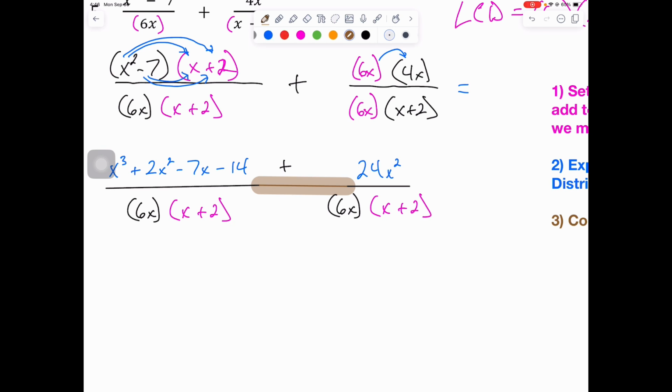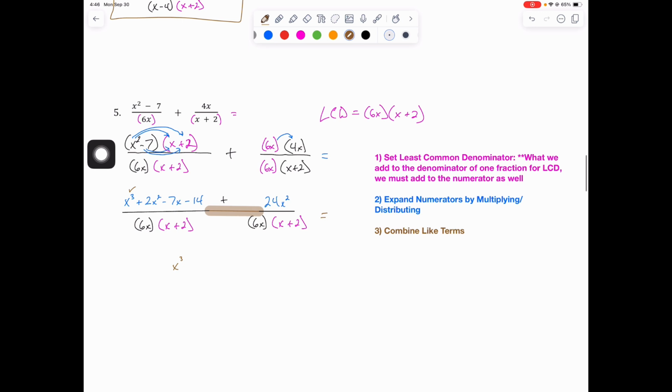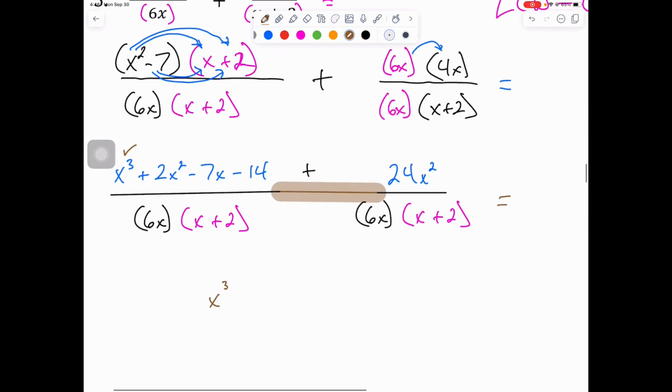Wonderful. X cubed. I'm going to check it. Are there any terms with an x to the third power? I don't see any other terms built that way, so let's set that equal to x cubed. Plus 2x squared. Any other terms with an x squared? Yes, there's a 24x squared. And they do combine, on my birthday, 26x squared.